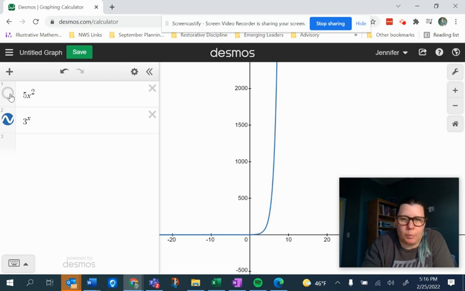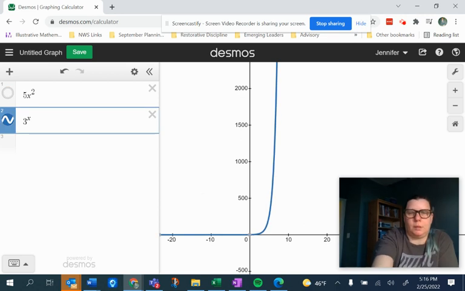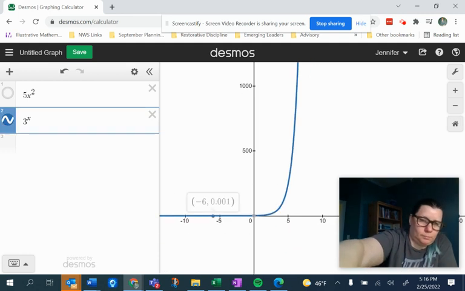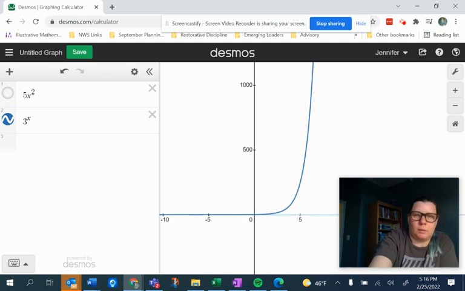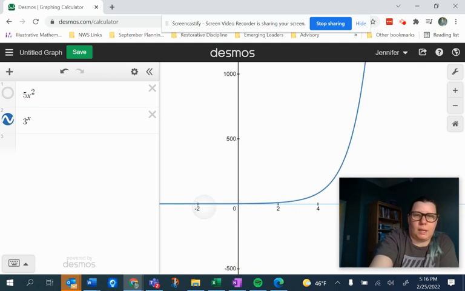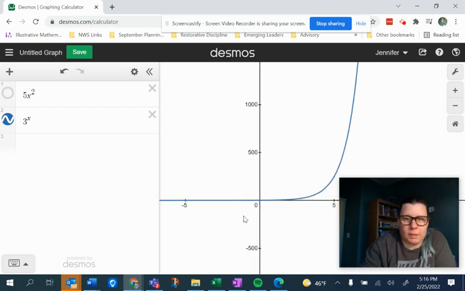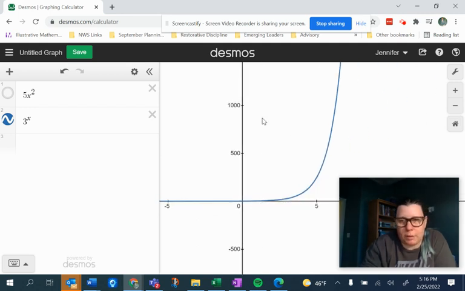That is the basic shape of an exponential function. Let me make that wider. Yeah, it's really, really flat, gets really, really close, and then it grows really fast all of a sudden once it starts growing. Okay, I'll stop talking.